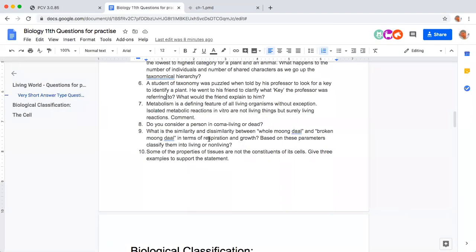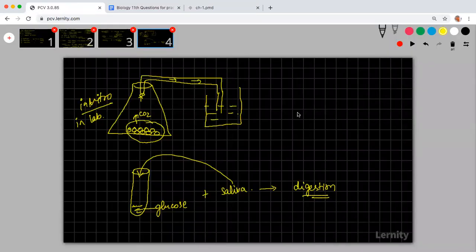Moving on further, what is the similarity and dissimilarity between the whole moong dal and the broken moong dal in terms of respiration and growth? Based on these parameters, classify them into living and non-living. So whole moong dal will be able to regenerate into a new organism when it is sown inside the soil. Broken moong dal will not be able to do it. What is it basically? It is like a dicotyledon which has covered the embryo in between.